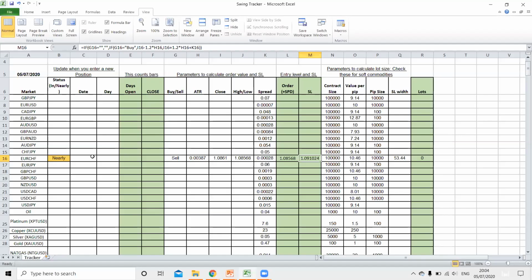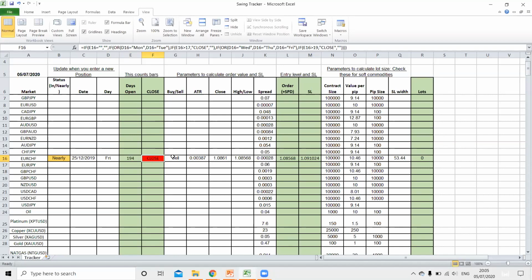Now, what this part is for, this date, is for calculating the time-based exit. If I were to put in the 25th of December, 25th, then you can see the days is 194. And you need the day of the week. I can't remember what day it was. Let's just go with Friday.